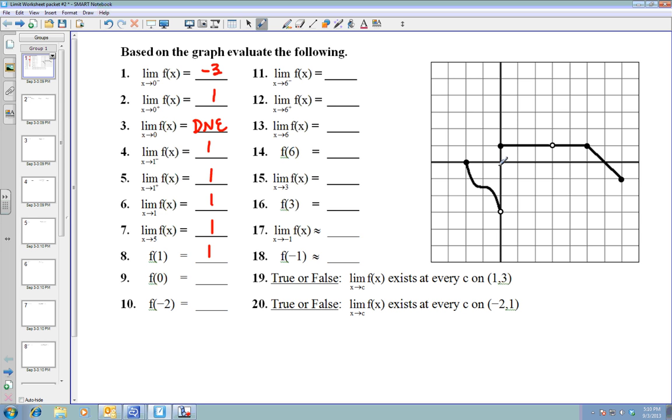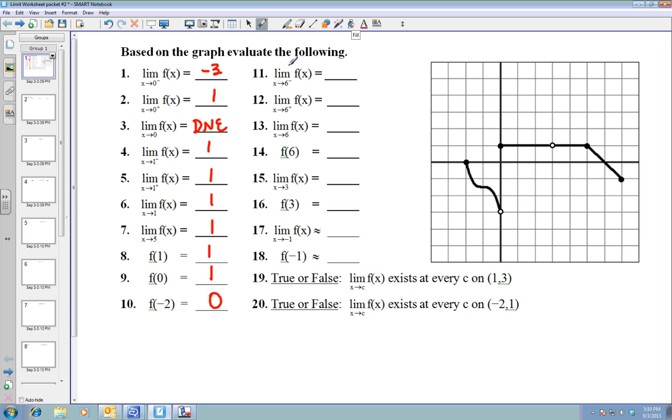F of 0, when x is 0, what is my y value? It's an open circle here, so it can't be this point. It has to be this point. So that is 1. Find f of -2. When x is -2, what is my y value? It is 0.